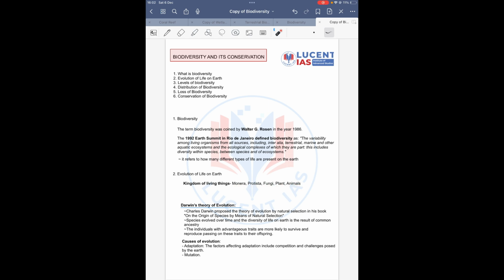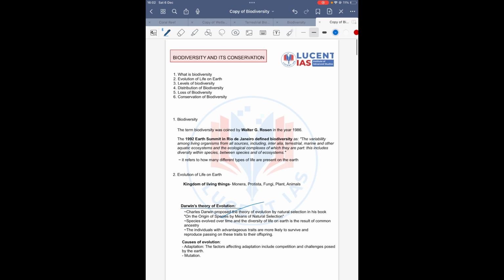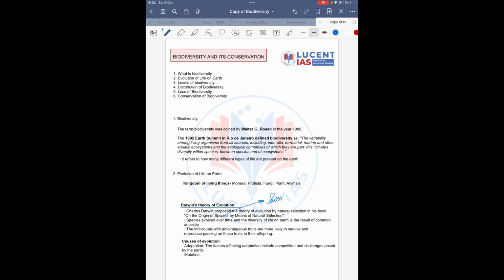According to Darwin's theory of evolution, Darwin proposed a theory of evolution by natural selection. That is, species evolve over time and the diversity of life on earth is a result of common ancestry. Individuals with advantageous trait, মানে যোনবোৰ individual advantageous trait থাকে are more likely to survive and reproduce, passing on this trait to their offsprings. মানে in simple terms, this is the survival of the fittest. Clear?